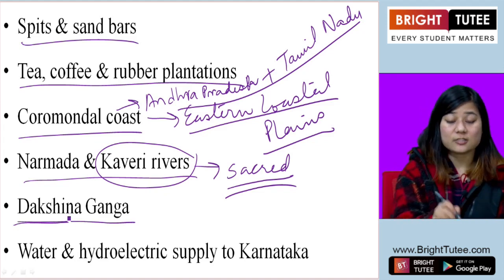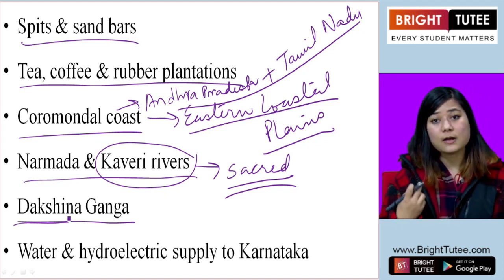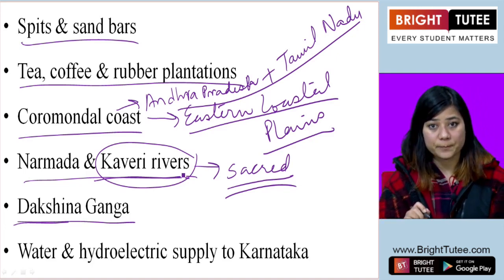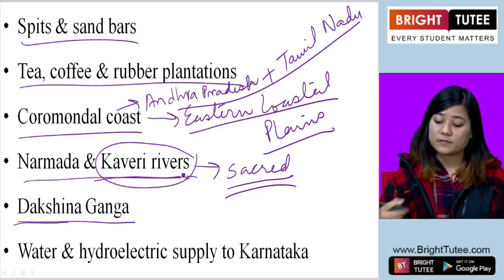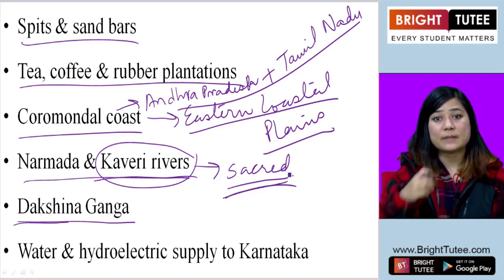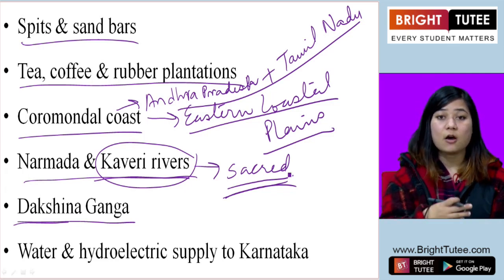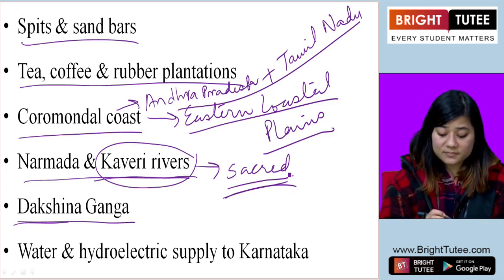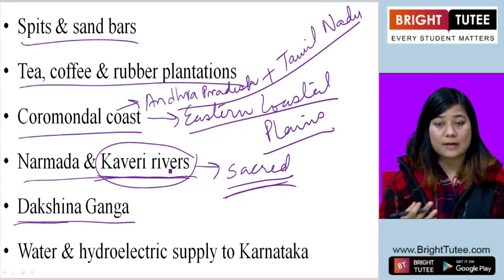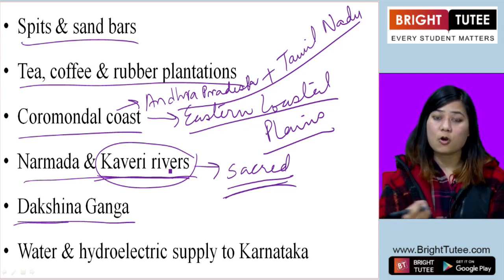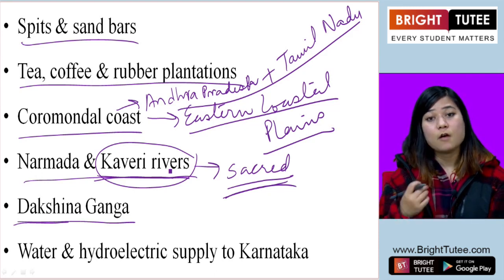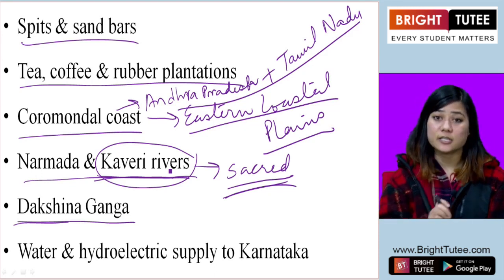Okay, Dakshina means south. So, Ganga of the south is also the name given to Kaveri river because it is considered one of the sacred rivers in the south. Okay, there are many holy places and temples which are located along these rivers. Now, Kaveri river, apart from being sacred, apart from having lot of temples along it, also serves as a very important source of water for the states lying near to it.